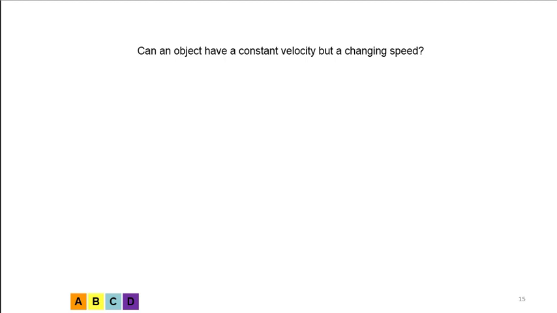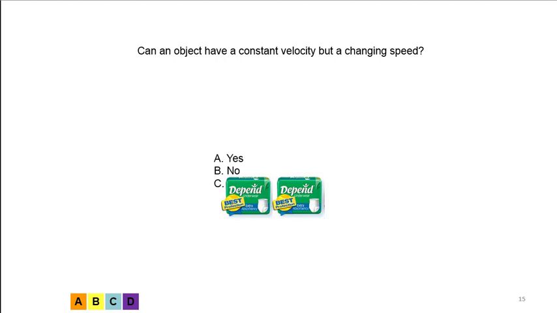Okay, so here's a question to think about. Can an object have a constant velocity but a changing speed? Yes, no, or depends? Well, if you think about it, remember velocity is a vector. So a vector contains a magnitude and a direction. And the magnitude of the velocity vector is the speed. So for the velocity vector to remain constant, the speed must also remain constant because that's the magnitude. You cannot change the magnitude of a vector and claim the vector is the same. So no, it is not possible for an object to have a constant velocity but a changing speed.